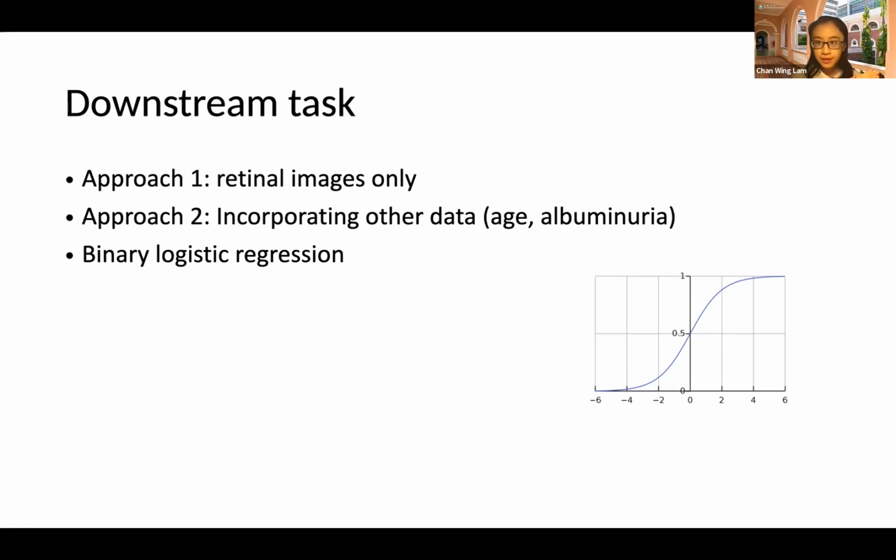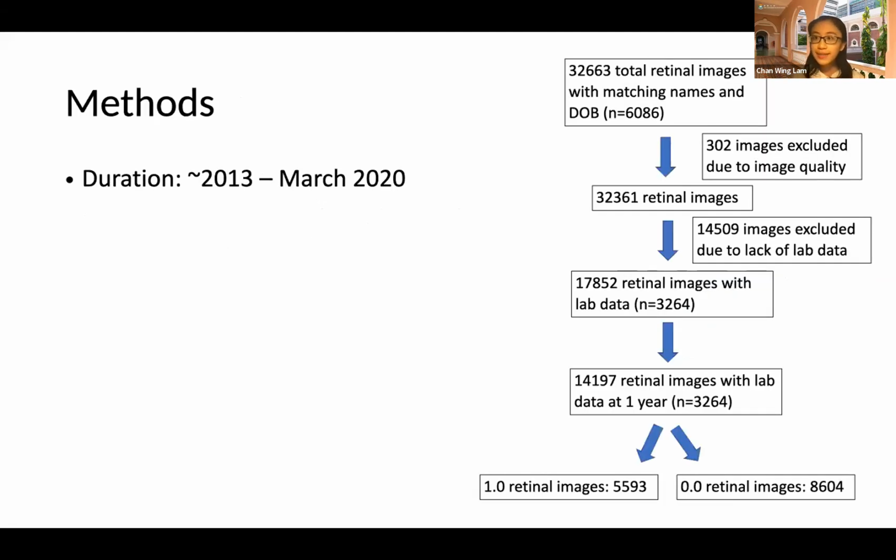And then we put these vectors into a logistic regression model to get the final probability of 0 and 1. So the baseline of the patients was obtained around 2013, when their retinal images were taken. Their lab data were collected up till March 2020.